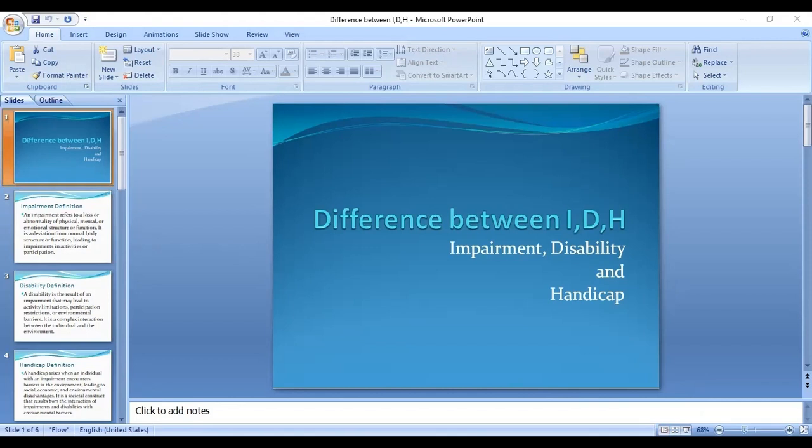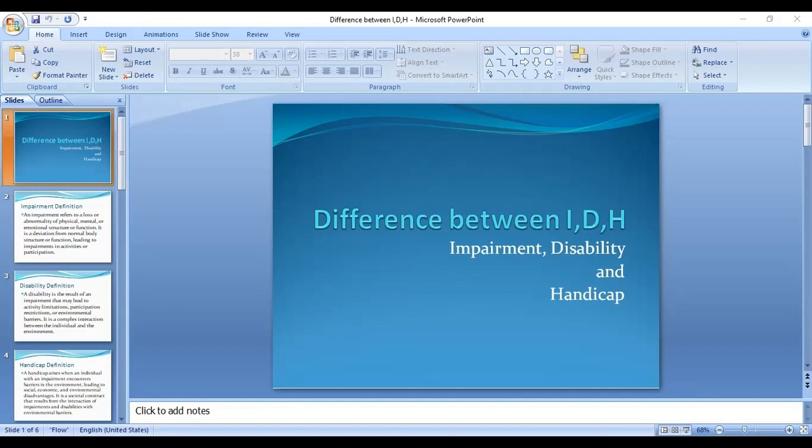An impairment refers to a loss or abnormality of a physical, mental or emotional structure or function. For example, if there is a loss of an organ, a part of the body, that will be a physical deformity. And mentally also, if they go through some kind of mental diseases, mental ailments, that will also affect their impairment. That means their intellectual process or emotional processes, whatever. Next, because of this impairment, they won't be able to function properly.